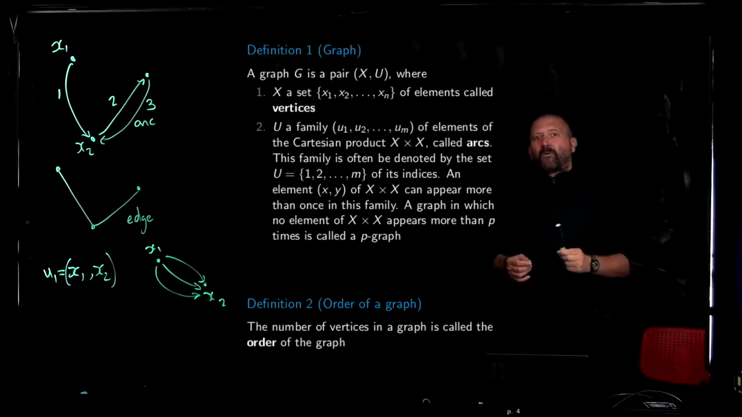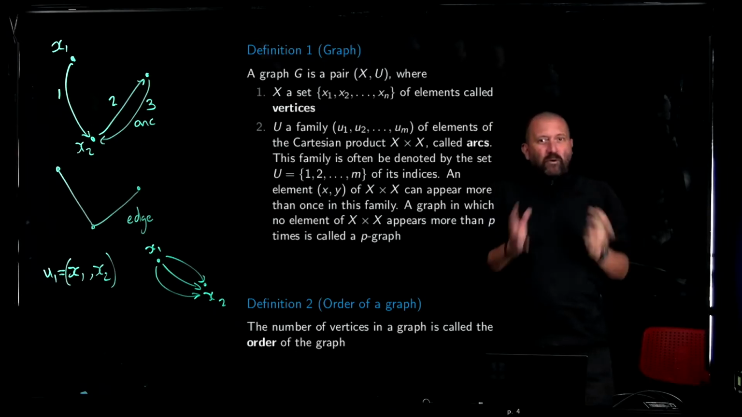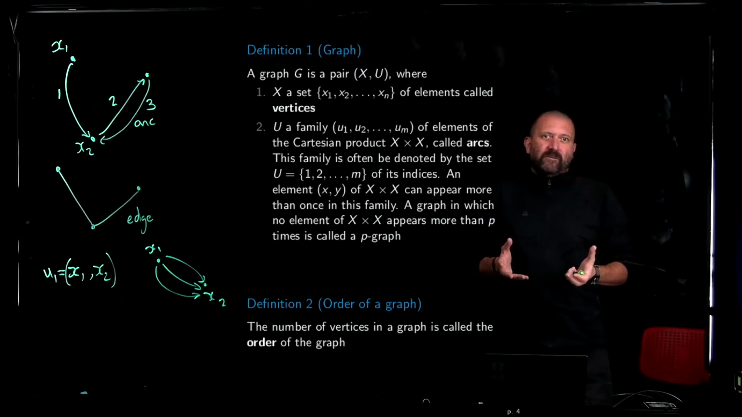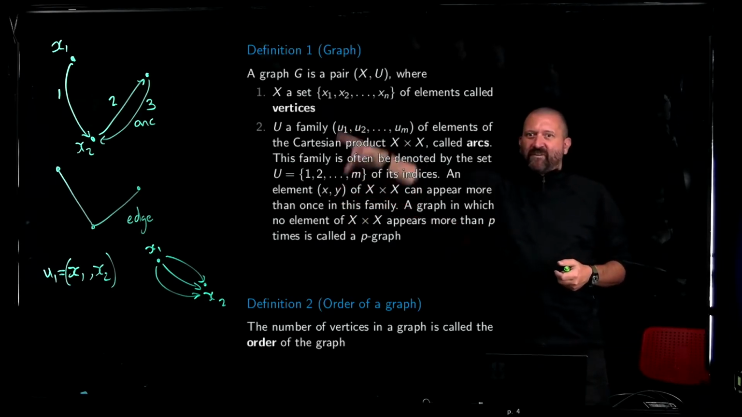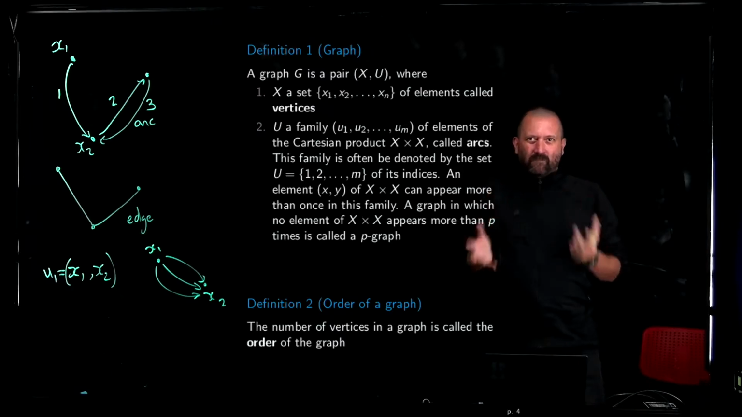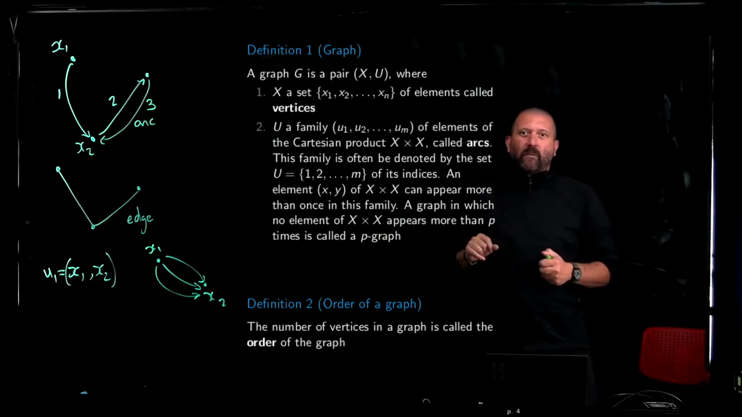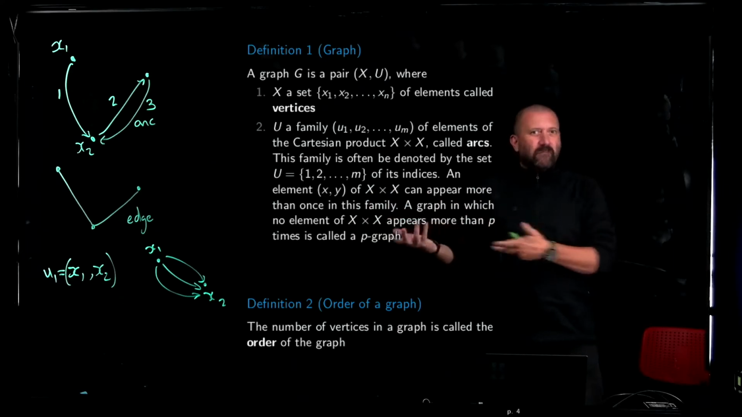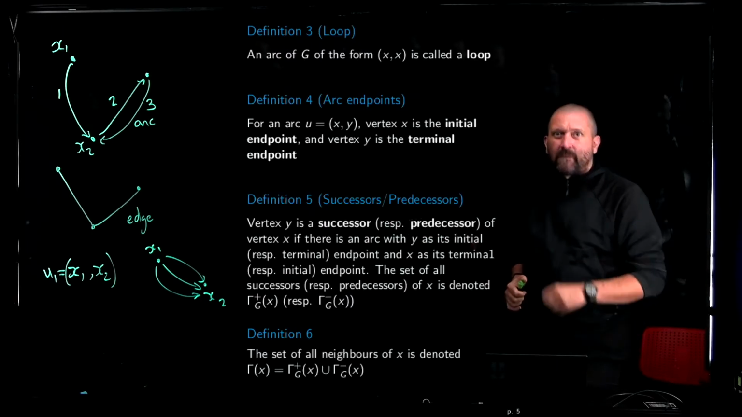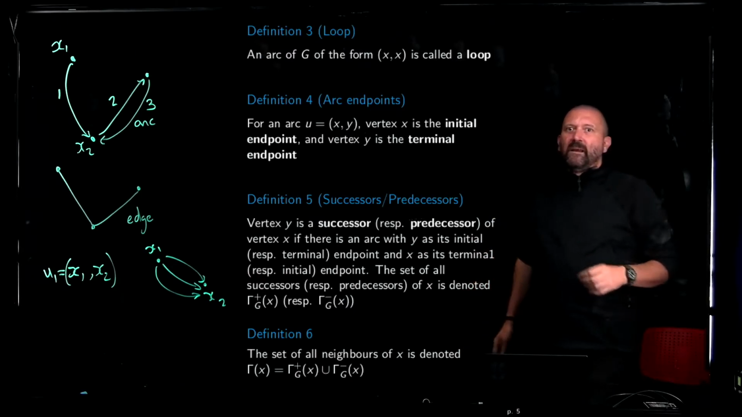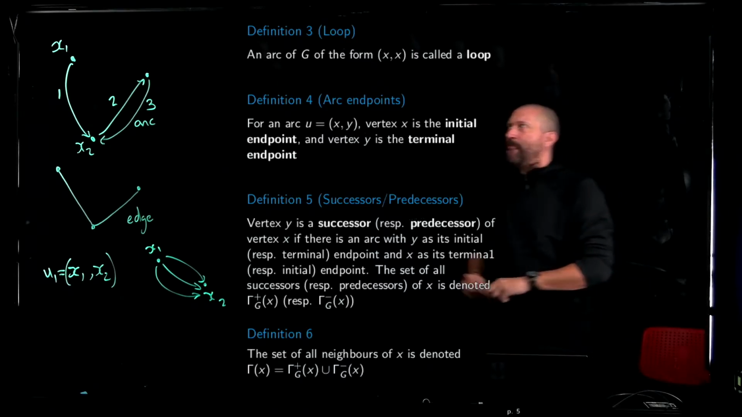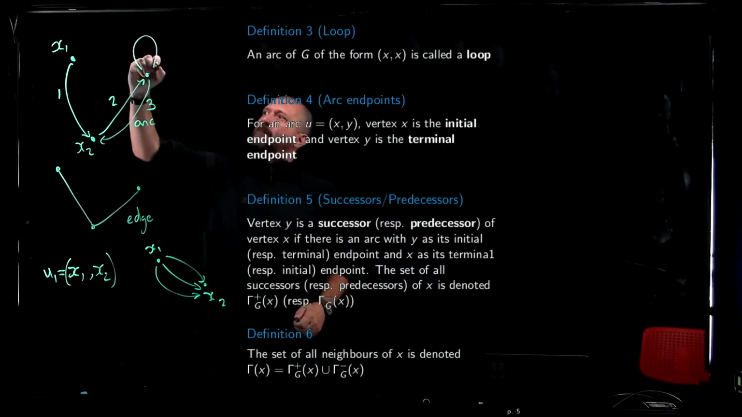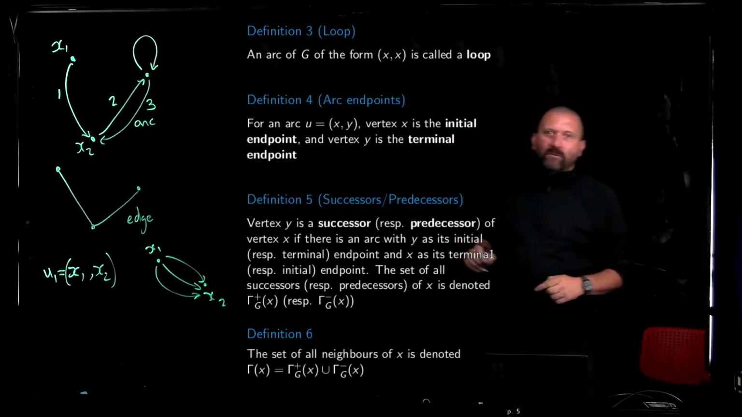Now, the order of the graph is the number of vertices in the graph. Okay, this is quite simple. The two graphs on the top there have order 3. They have 3 vertices. The graph on the bottom here would have order 2. It's got 2 vertices. If I have an arc that goes from x to itself, this is called a loop.